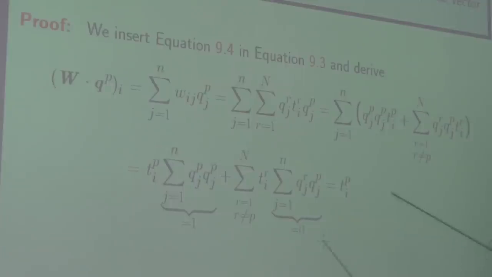We take out of this sum the term for R equal to P. For R equal to P, this is one term, and then we replace these two R's by P, and that's what we get here. So we take out of the sum the term number P, and then of course the rest of the sum is for all terms R not equal to P.